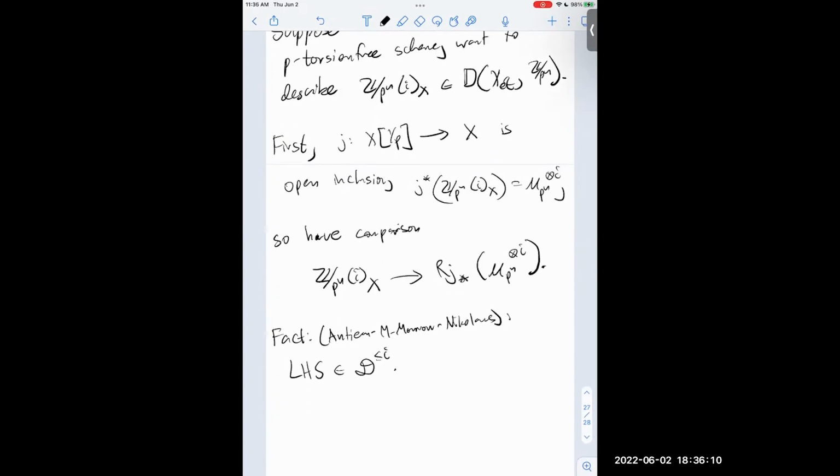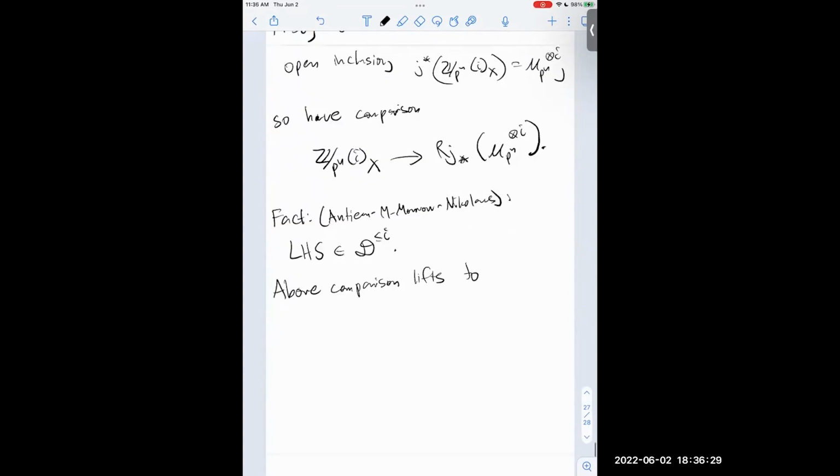So the syntomic complexes, if you think of them as objects of the derived category of étale sheaves, they always live in degrees at most i. And so the above comparison is actually going to lift to the truncation. So Z/p^n twisted by i on X, mapping to τ less than or equal to i of Rj_* μ_{p^n}^{⊗i}.